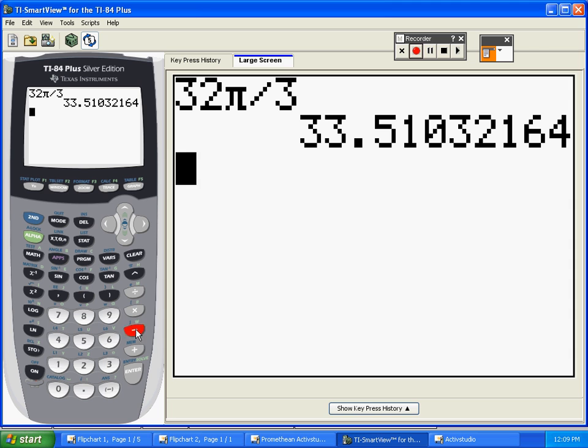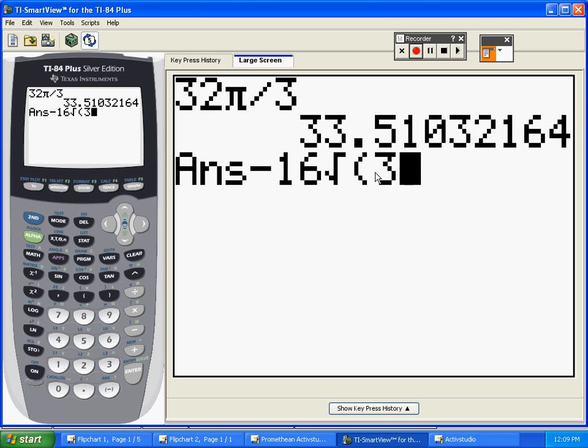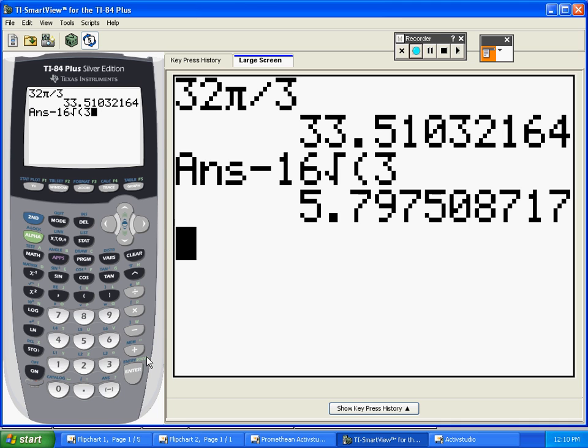And then I'm going to subtract what? What was it? 16√3? Okay. So I could go 16√3. And I could put it in just like this because your calculator will know to do the multiplication before it does the subtraction. I hit enter. And this would be the area of your segment, which is about 5.8. I think it's centimeters squared.